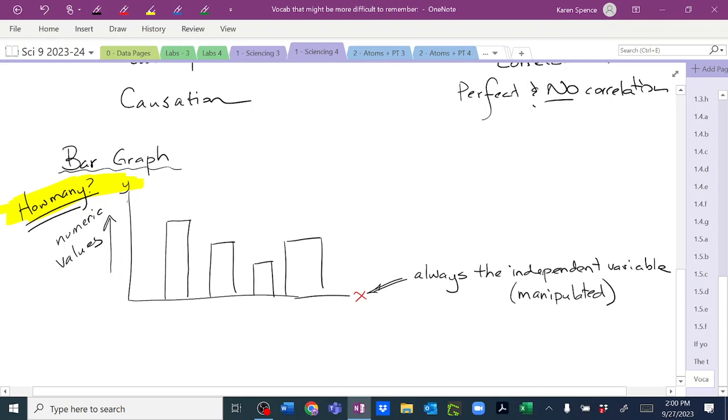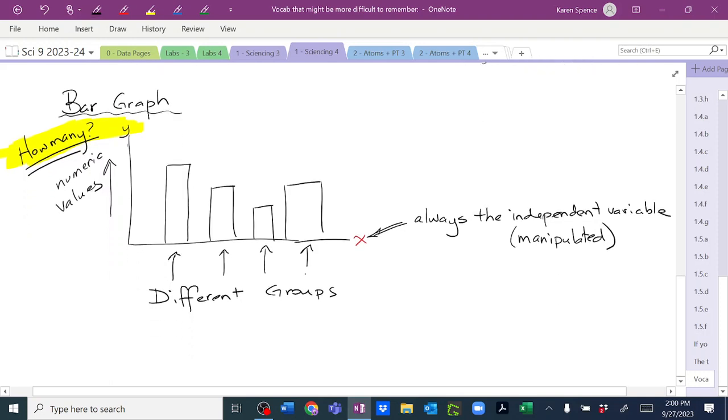Okay, specifically in a bar graph, what kinds of things go on the x-axis? What kinds of things? Non-numerical. Now, when we say non-numerical, I'm going to put like a little asterisk beside that because sometimes you will see numbers there, okay? On the x-axis, these things are going to be different groups. Or different categories.